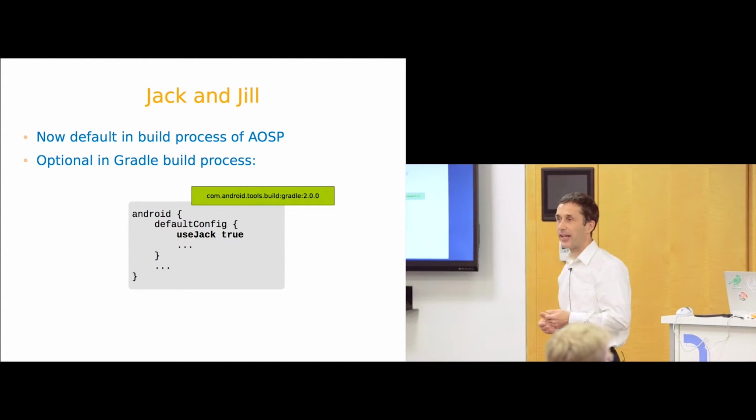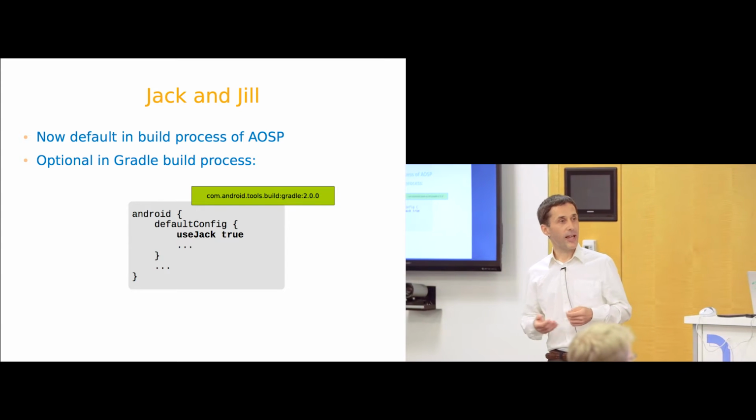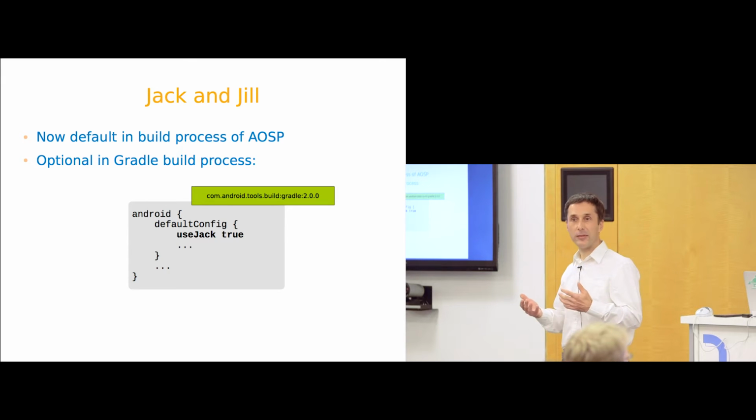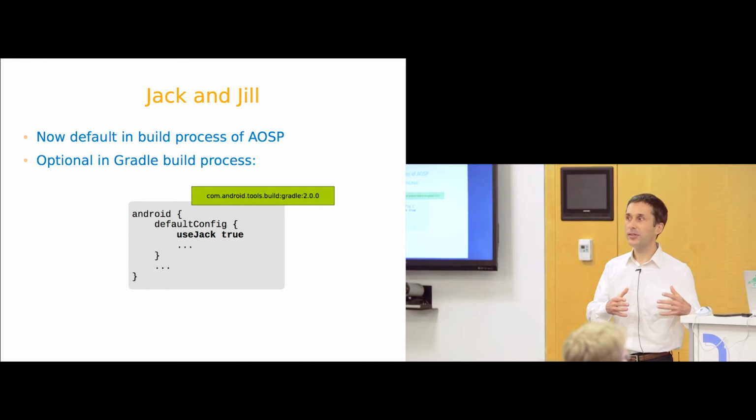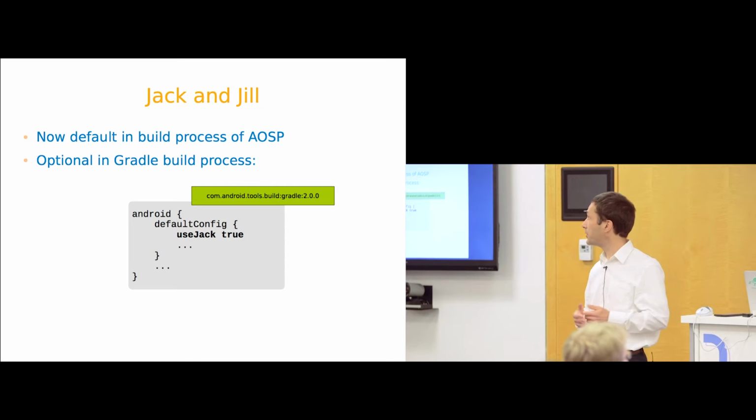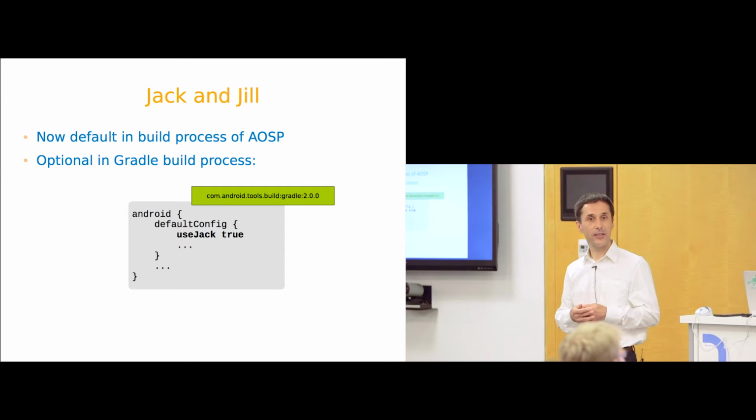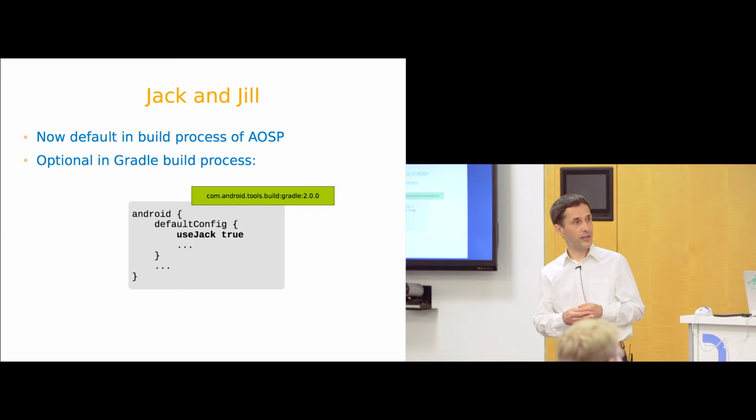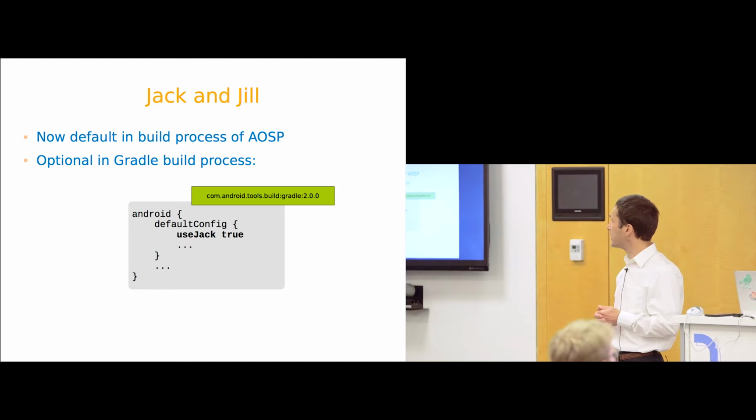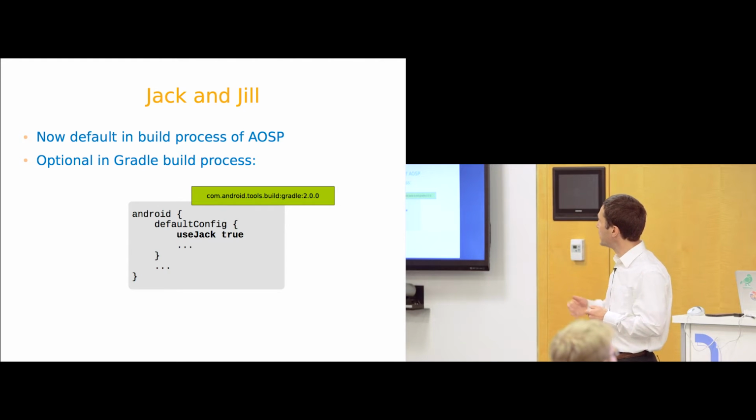First of all, the easy part. How do you enable Jack and Jill? Well, if you're rebuilding Android from scratch, the entire Android environment with the AOSP, the Android open source project, then it's actually already the default. So instead of using the traditional compilers, you'll be using Jack and Jill by default. On the other hand, if you're still building apps, and that's what most of us do, it's optional still. So by default, you'll be using the traditional compilers, the DX compiler, but you can enable Jack and Jill to experiment with it using a simple flag.